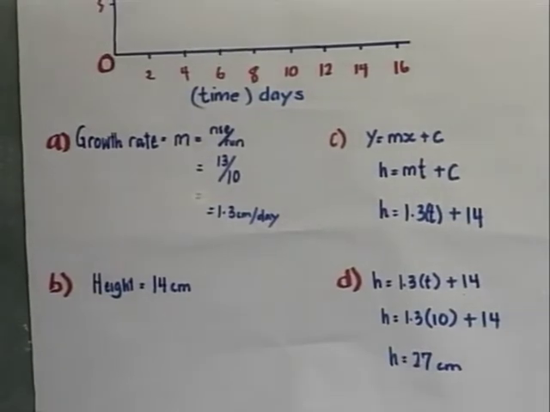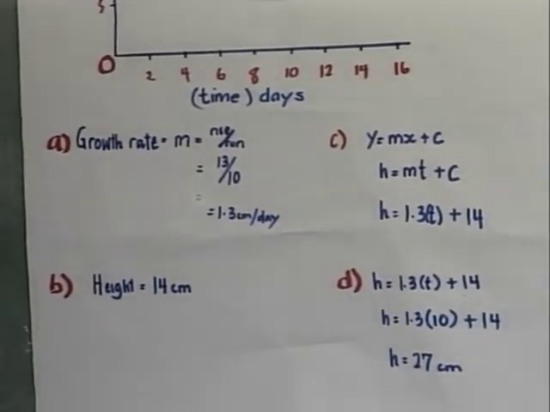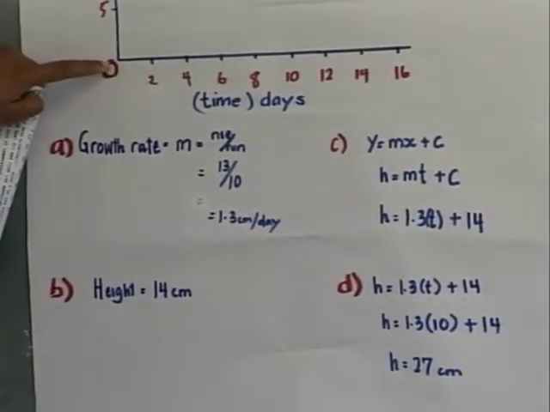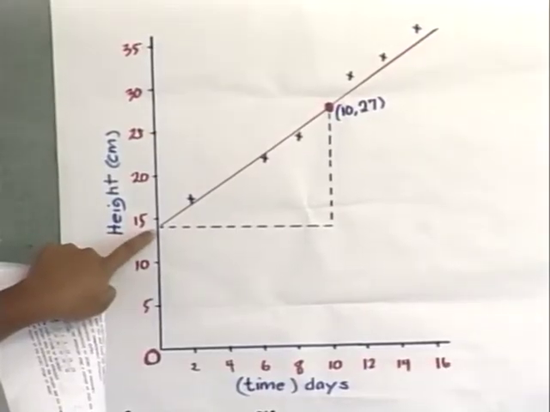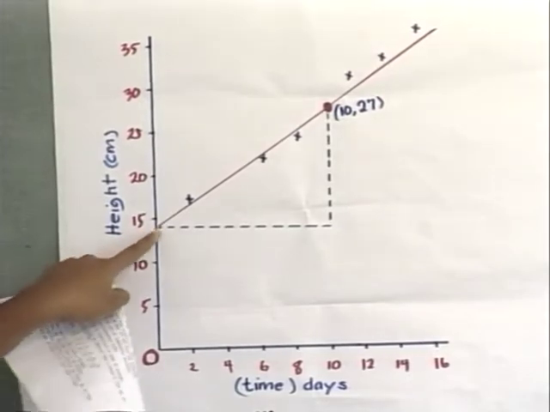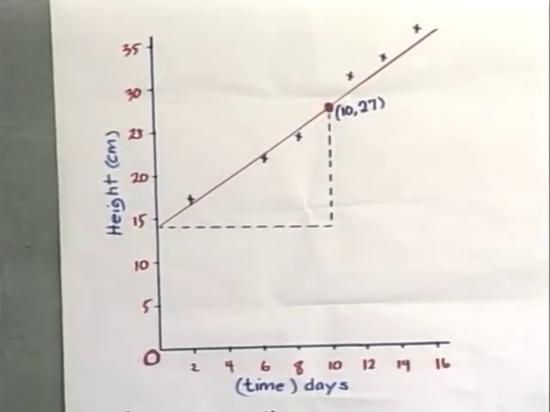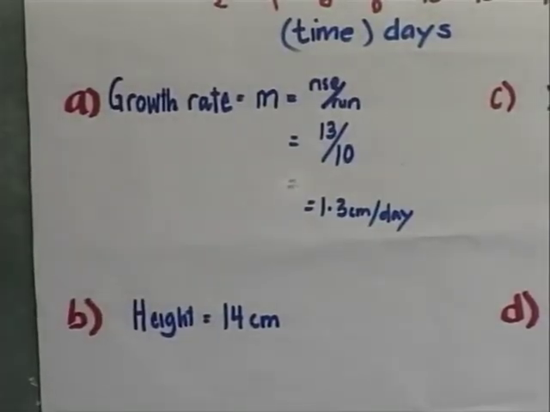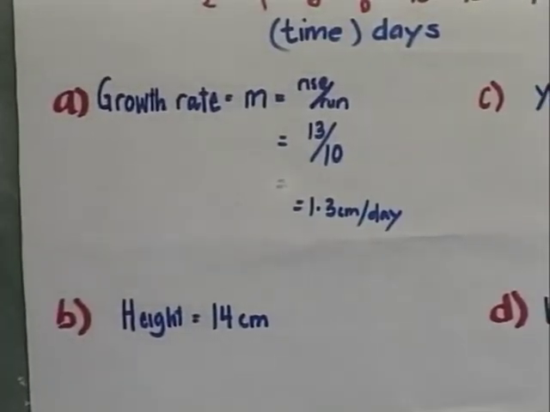B, it reads, what is its height when it was planted? Just by looking at the graph, at 0, the line cuts the graph at 14, so the height was 14 cm when it was planted. C, it says, write down an equation connecting the height and the time.